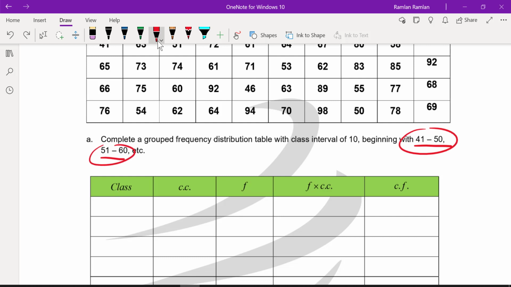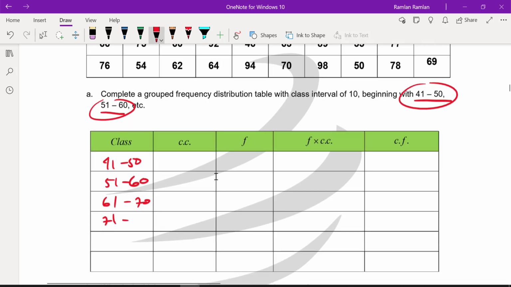Okay, so we're going to start with 41 till 50, and this is 51 to 60. So the next one will be 61 until 70, right? It'll be 71 to 80, and then 81 until 90, and the last one is 91 until 100. Okay, so this is for the class.